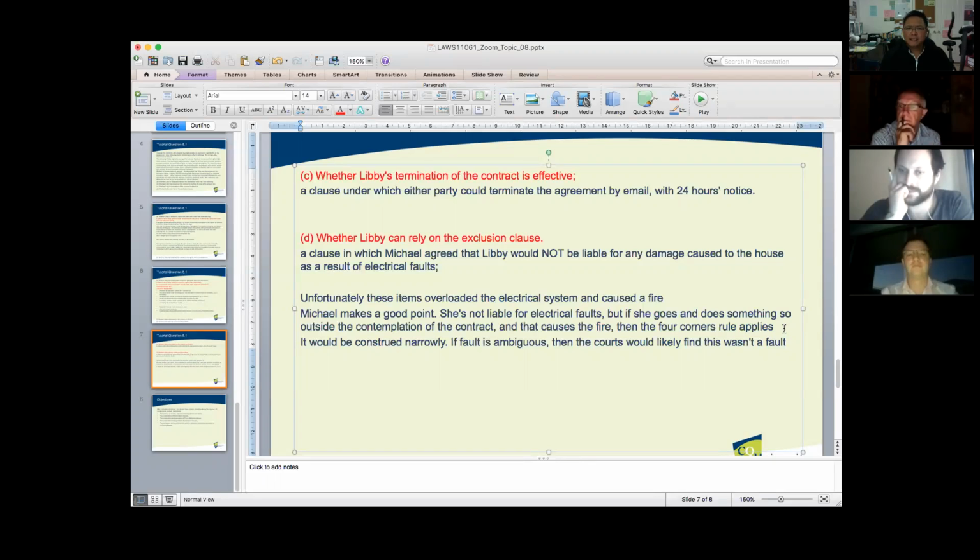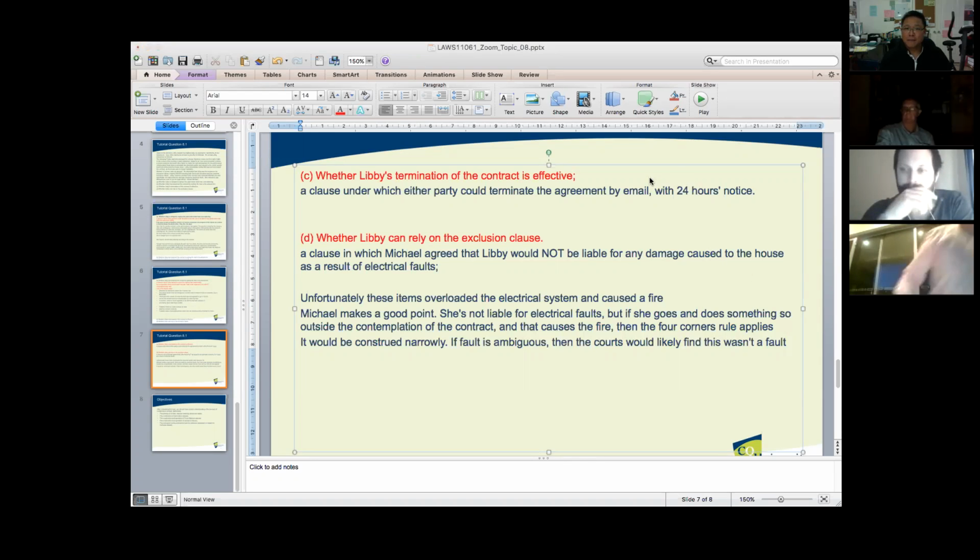So on what basis can an argument be made, how can anyone argue that Libby should not be able to rely on the exclusion clause, despite the fact that there is an exclusion clause which clearly provides that Libby cannot be held responsible for any damage to the house as a result of an electrical fault? And I think we can agree that the house burned down as a result of an electrical fault because of an overloading of the electrical system.